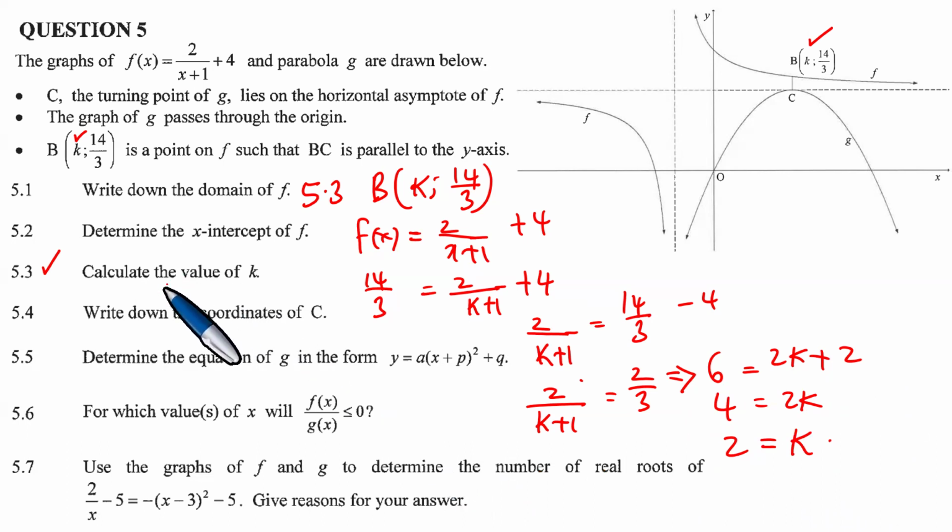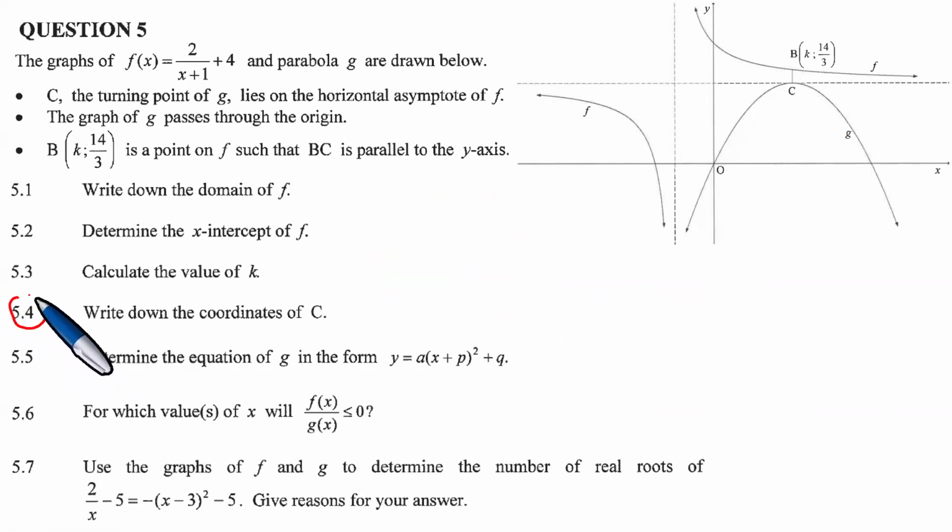We want to find the value of k, and it's clear, therefore, that k equals 2. Now we continue to analyze these very carefully, and we look at what we need to get. So we need to continue and answer the next question. We move on to 5.4, and we need to write down the coordinates of C.